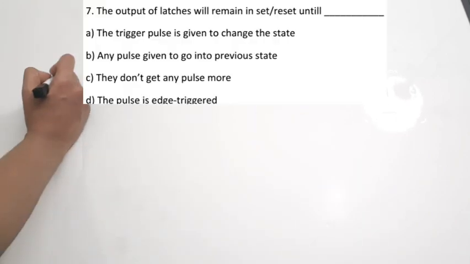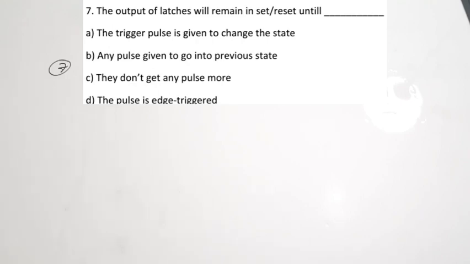Seventh question. Seventh question is, the output of latches will remain in set or reset until dash. So the latches will actually retain the value until dash. A. The trigger pulse is given to change the state. B. Any pulse given to go into the previous state. C. They don't get any pulse more. D. The pulse is edge triggered.